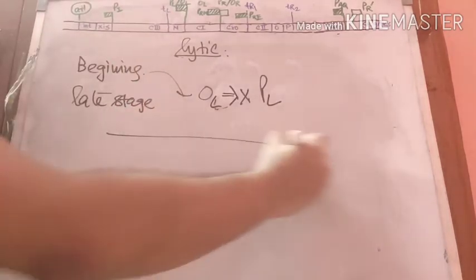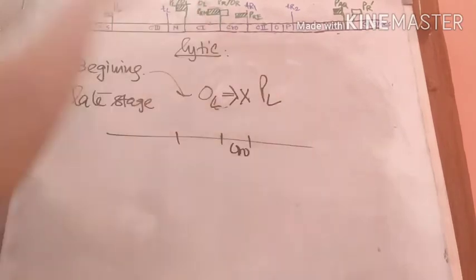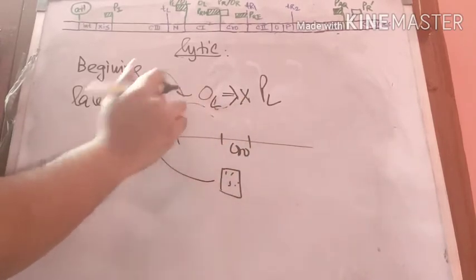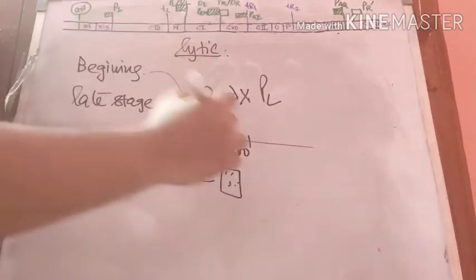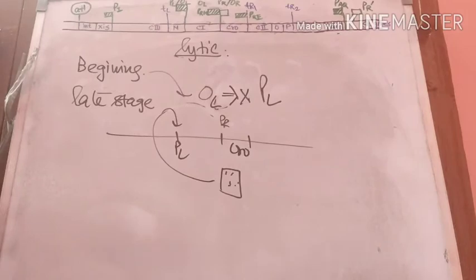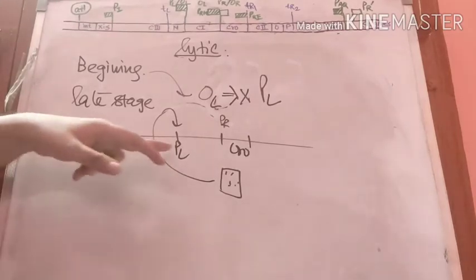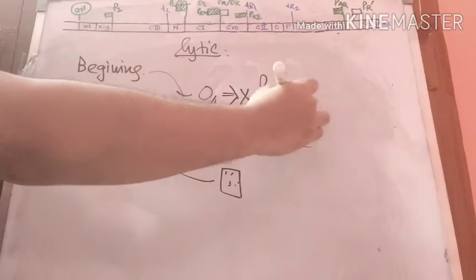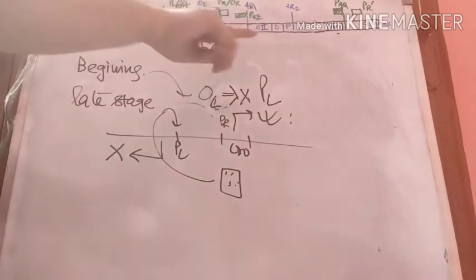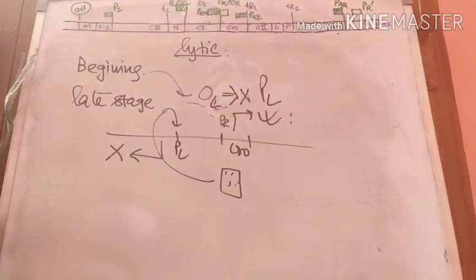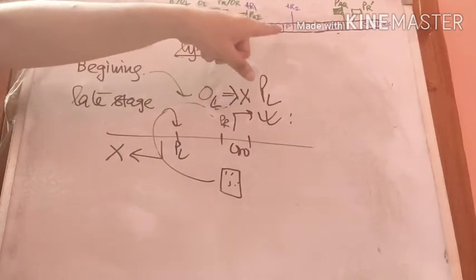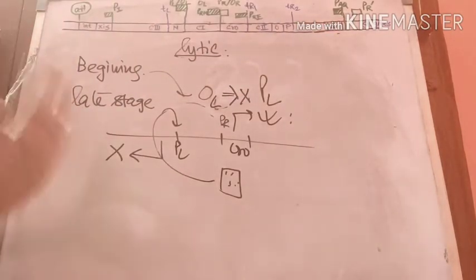So initially, it binds to, say, this is the CRO. The CRO binds to the OL, this is the PL and this is the PR, and blocks the synthesis leftward but allows rightward. This is blocked and this is allowed. Then what happens? The C2, O, P, Q genes are transcribed. This is the purpose of allowing the rightward transcription initially, so that it has the chance to transcribe the OPQ, all the genes necessary for the lytic cycle.